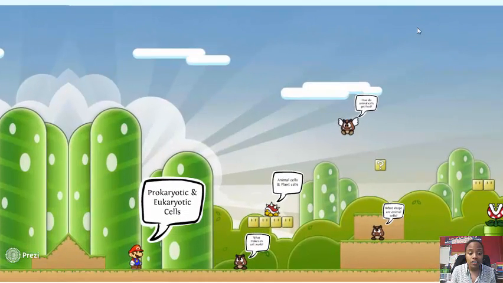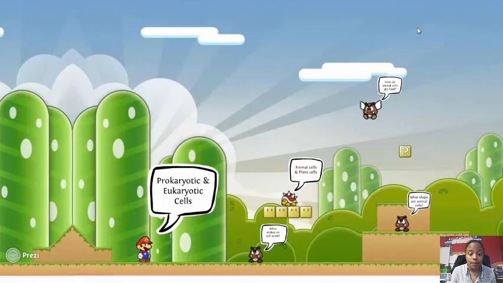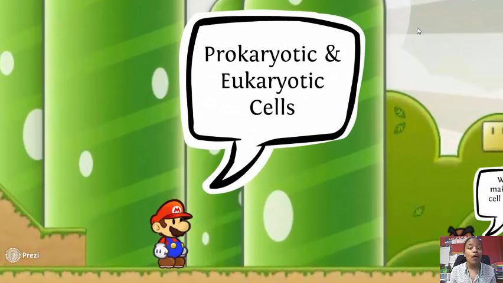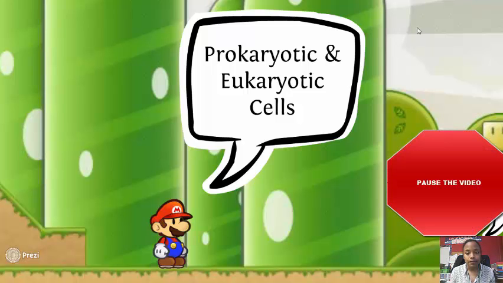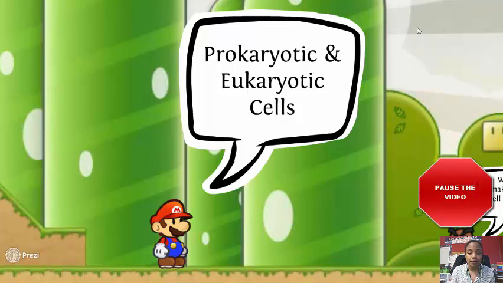So, before we get started, remember a cell is the building block of all living things, or organisms. There are two types of cells. The first type of cell is prokaryotic. A prokaryotic cell has no nucleus. Go ahead and fill that in your notes now. Great job. A eukaryotic cell has a nucleus. Pause the video and fill that in your notes now.